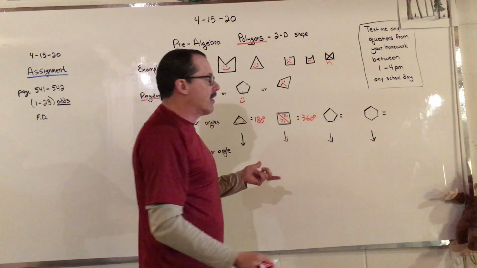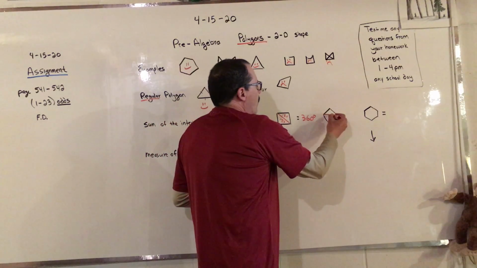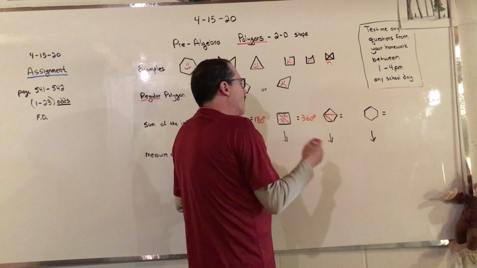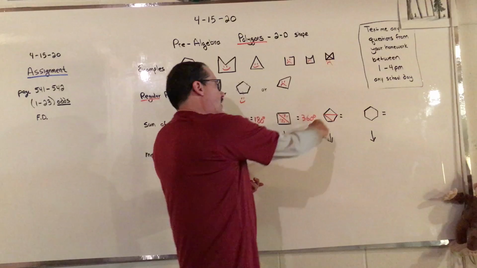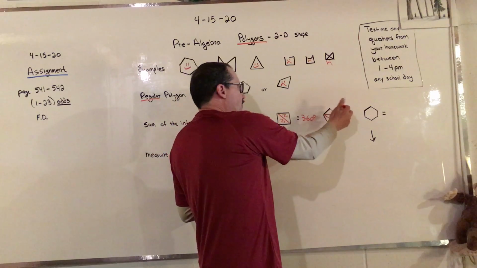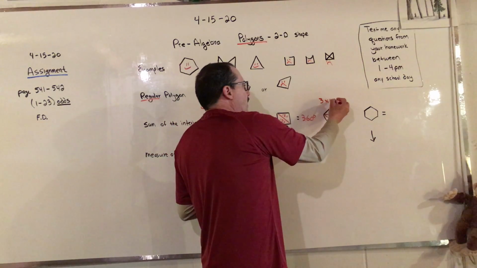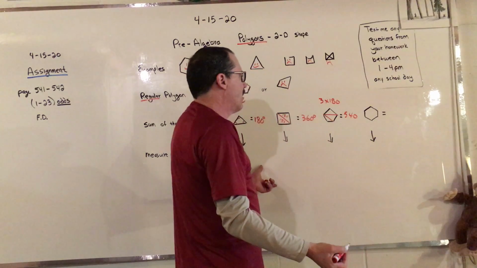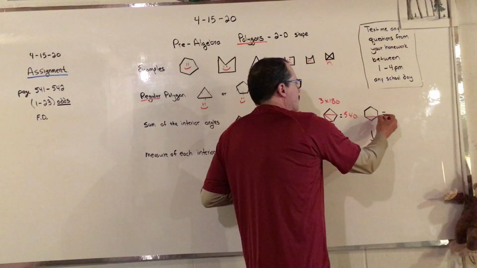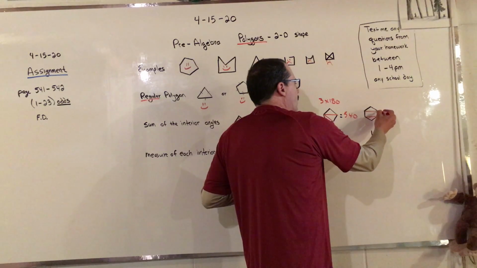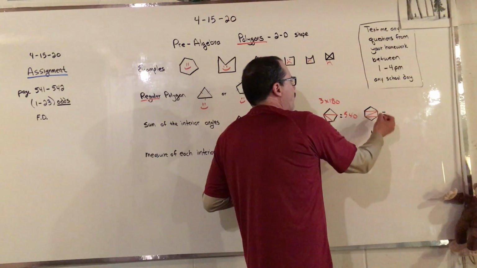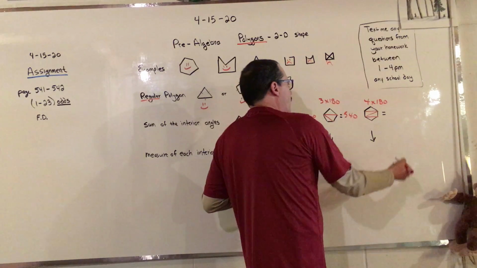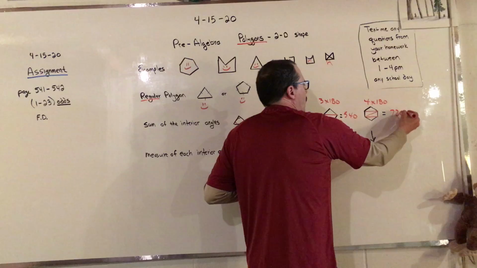If you go to a pentagon, I can draw 1, 2, 3 triangles there, and make sure your lines don't cross when you do this. So I want to know what 3 times 180 is, and that will give you 540. Now when we go to a hexagon, 1, 2, cut that one like that, and we can make 4 times 180. And 4 times 180 will give you 720 degrees.